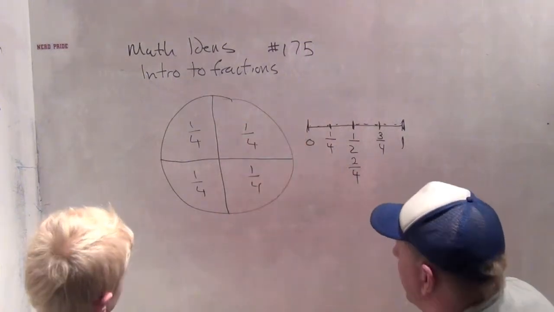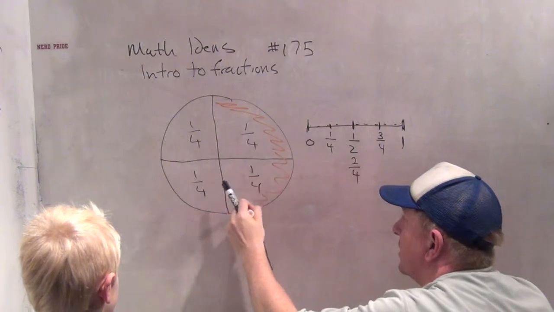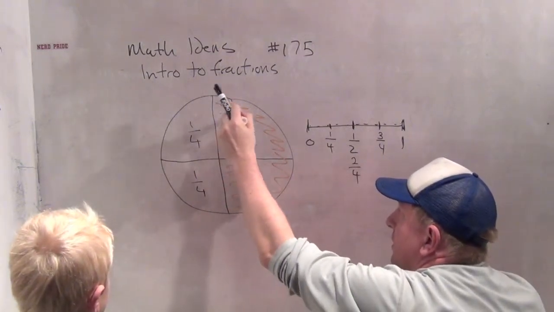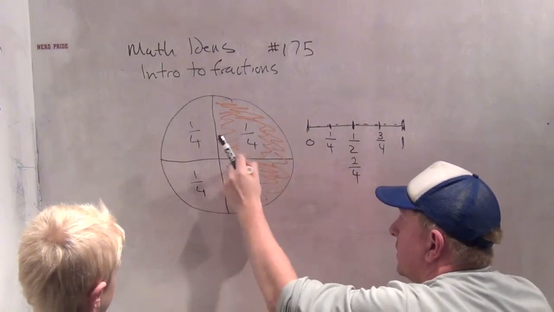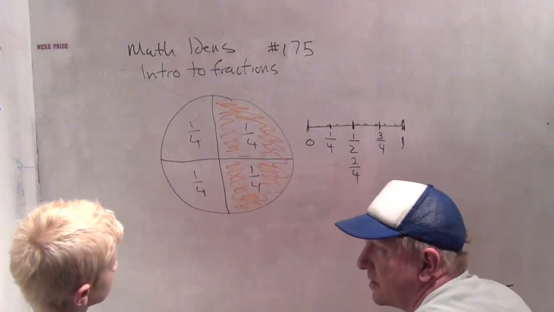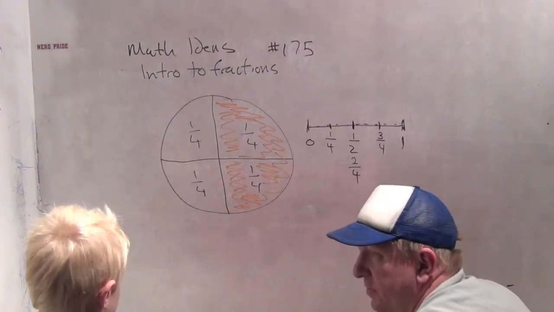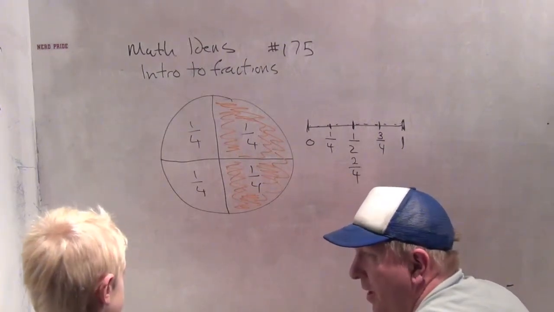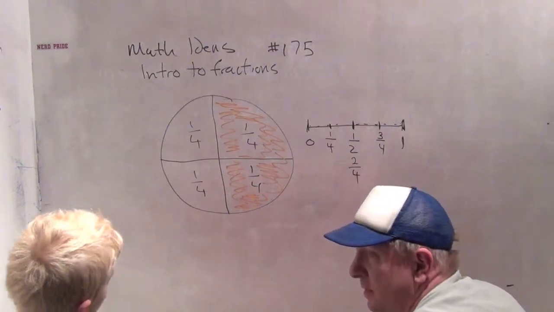Here's my original half. Let me draw it in orange. So if you had half the cookie, and you broke it in half, you'd get 2/4. And what does 2/4 equal? 1/2, yeah.